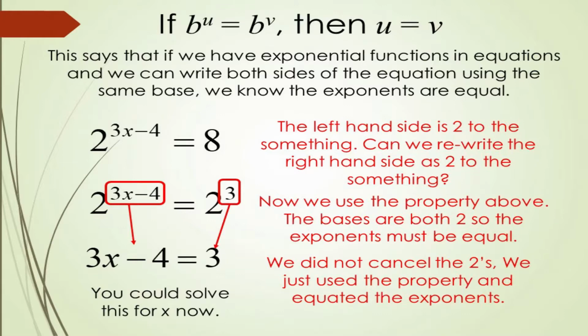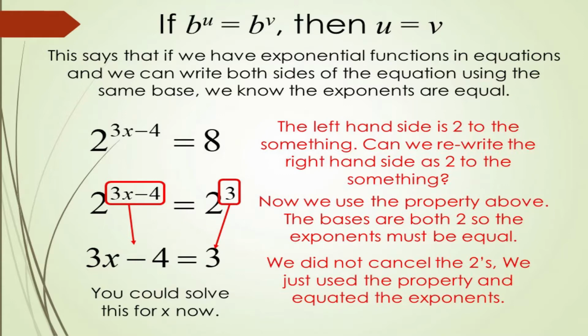How do we convert that? Let's say 2 raised to 3. So the left hand side is 2 to the something. Can we rewrite the right hand side as 2 to the something? So it will become 2 raised to 3x minus 4 is equal to 2 raised to 3. Your goal is to have the same base.